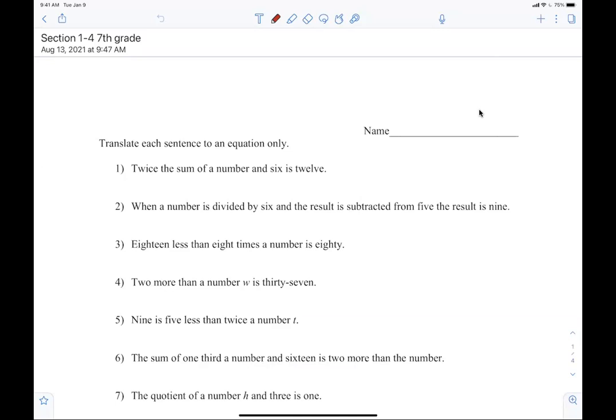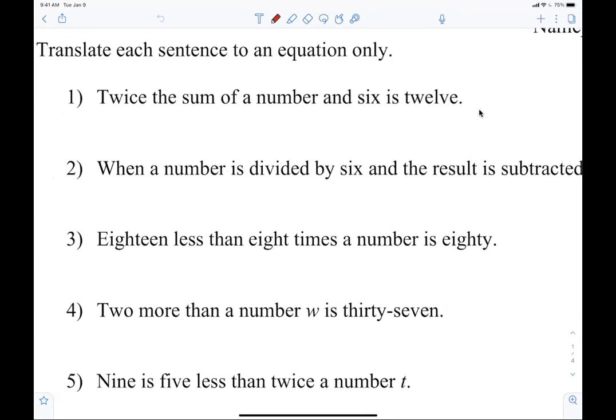So Liam, you're up. Translate number one. Twice the sum of a number. A number could be any number. So how do you represent any number? N. That's correct. Now, we also learned that twice and sum are two operations in a row. So what does that require? Do you remember? It's called parentheses. Oh, yeah. Right. So now finish it off for me.